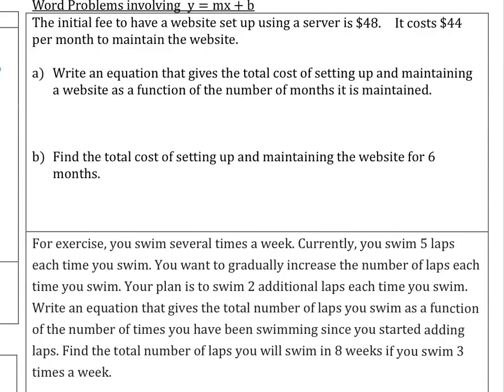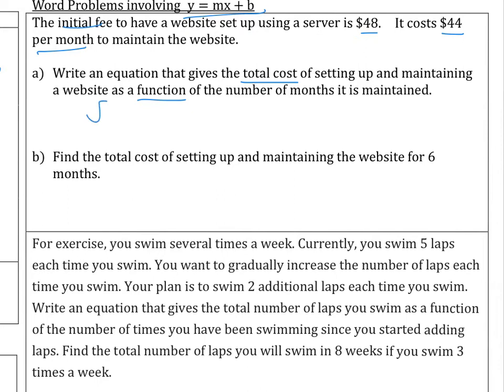Okay. Now let's look at 2 word problems involving the form y equals mx plus b. The initial fee, meaning the starting fee, to have a website set up using a server is $48. It costs $44 per month to maintain the website. Part A. Write an equation that gives the total cost of setting up and maintaining a website as a function of the number of months it is maintained.